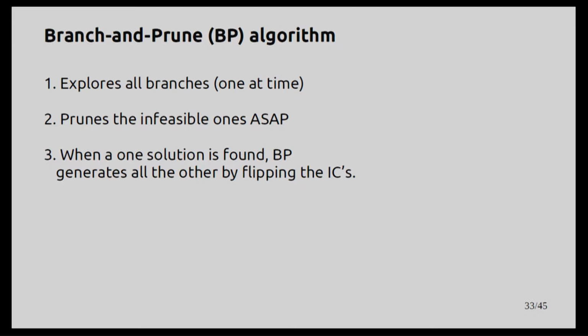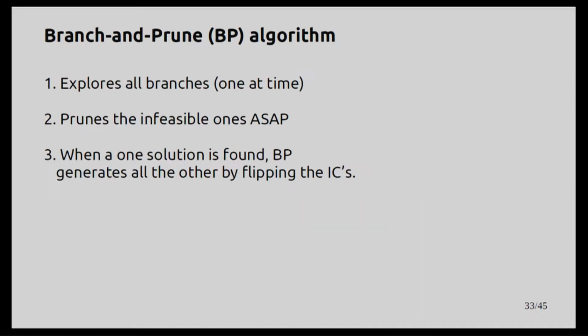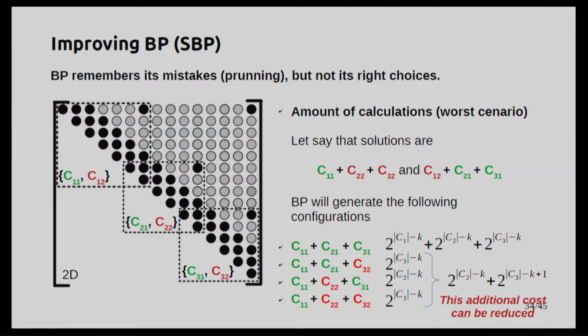What I call independent components. Now the improvement. How many? 15. Okay. Let's see. BP remembers its mistakes, right? Look here. When it prunes something, it will never make the same mistake again. It will not try to reach this point again. This is the idea behind prune, right?